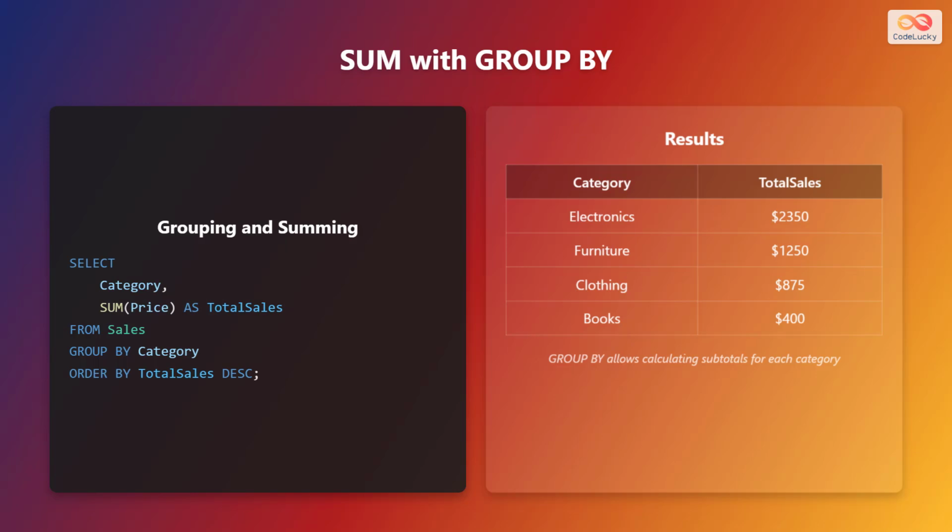Now let's delve into using the SUM function with the GROUP BY clause. GROUP BY allows calculating subtotals for each category. For instance, to calculate total sales by category, the query would be: SELECT category, SUM(price) AS total_sales FROM sales GROUP BY category ORDER BY total_sales DESC. This would give us a table showing the total sales for each category, like electronics with $2,350, furniture with $1,250, clothing with $875, and books with $400.